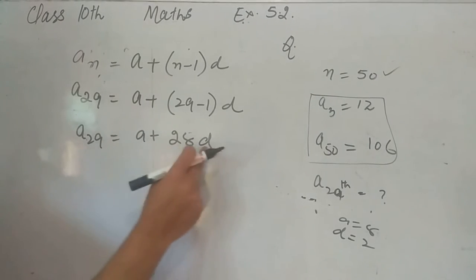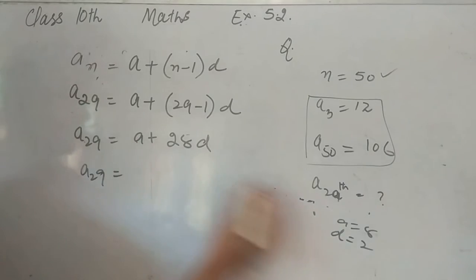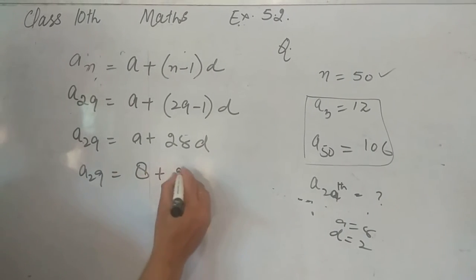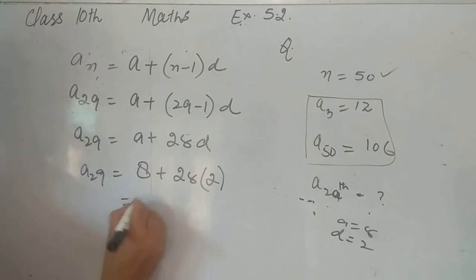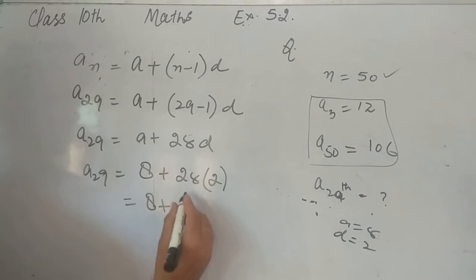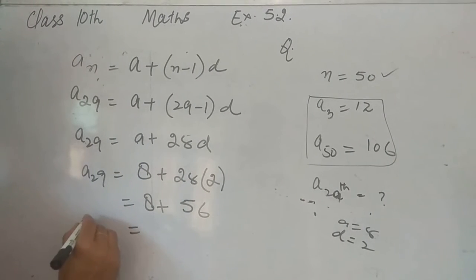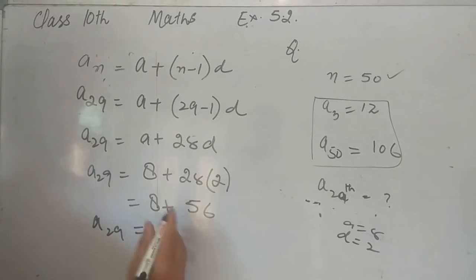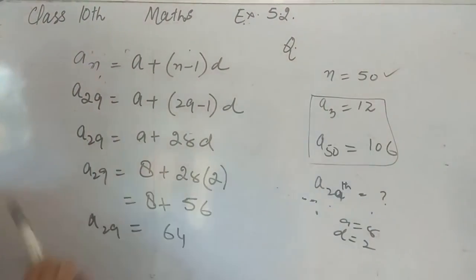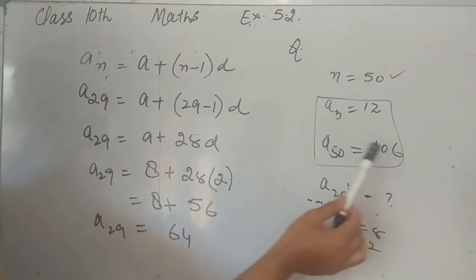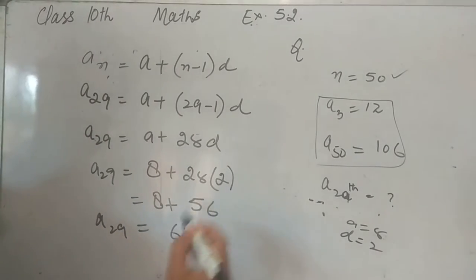Now substituting the value of a and d, we get the 29th term. Therefore A29 is equal to 8 plus 28 into 2. We get 28 into 2 is 56, 8 plus 56 we get 64. Therefore इस arithmetic progression की जिसमें number of terms 50 है, जिसकी third term 12 है, जिसकी 50th term 106 है, इसकी 29th term होगी 64.